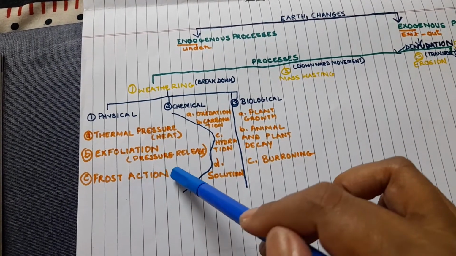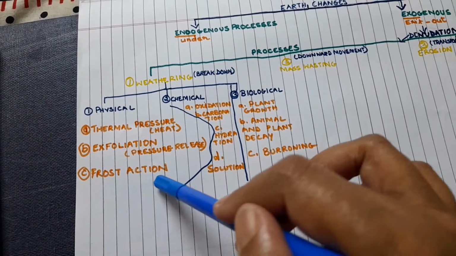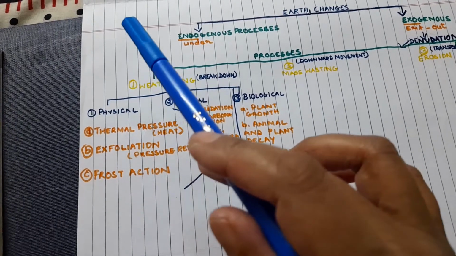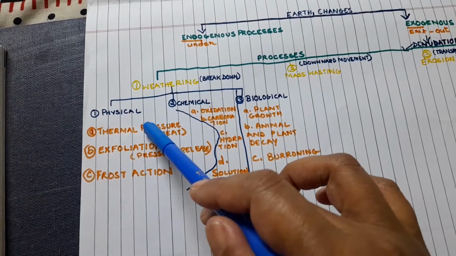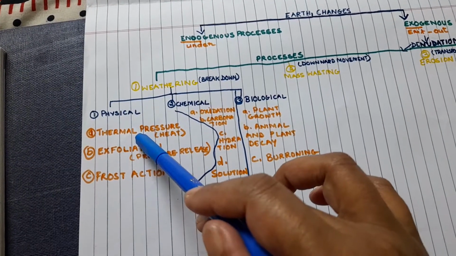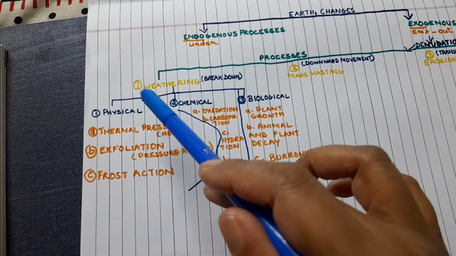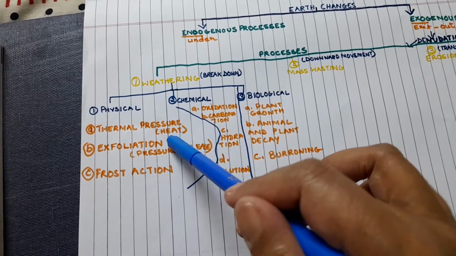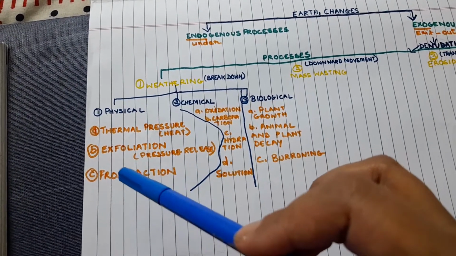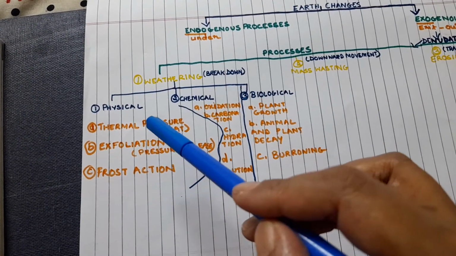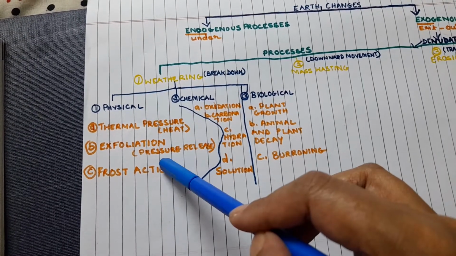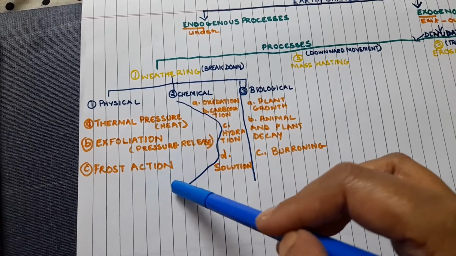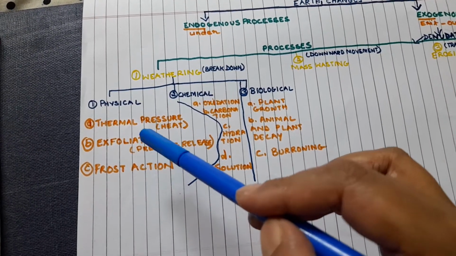Then the next point under physical weathering is frost action. So physical weathering happens for one cause, thermal pressure, that is due to heat. The rocks might expand and contract and expand and contract due to the heat, and then they break down. Exfoliation is application of pressure. When too much pressure is applied, then also rocks break down. Then comes frost action. When there are cracks in the rocks and frost accumulates, and this happens for a long time, ultimately that frost is melted into water and ultimately it breaks down.